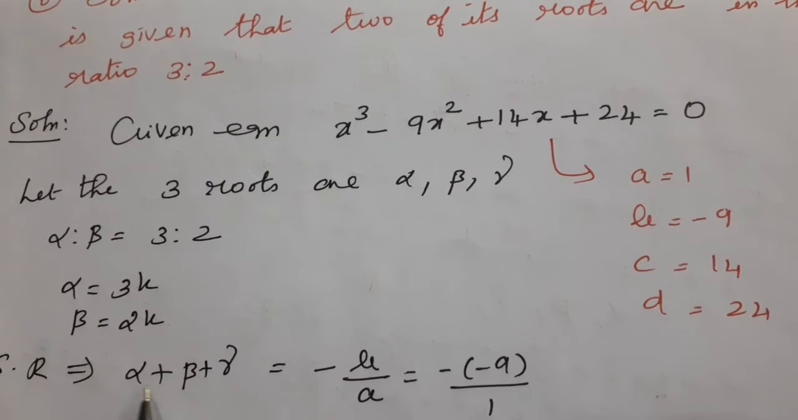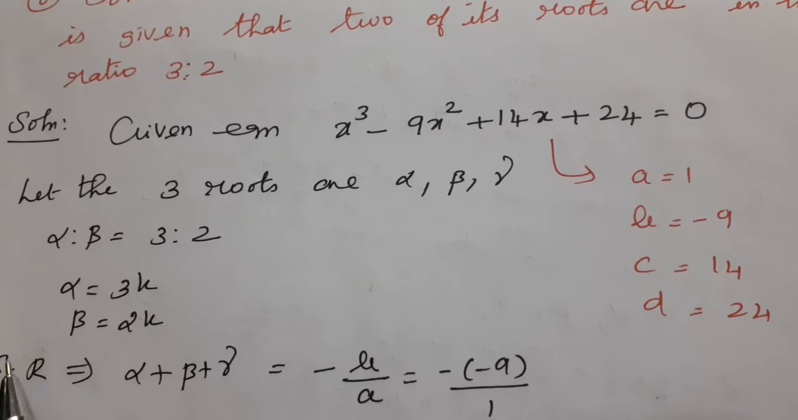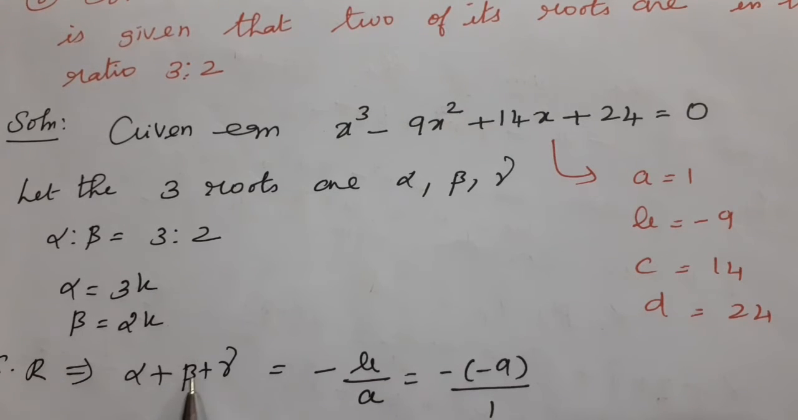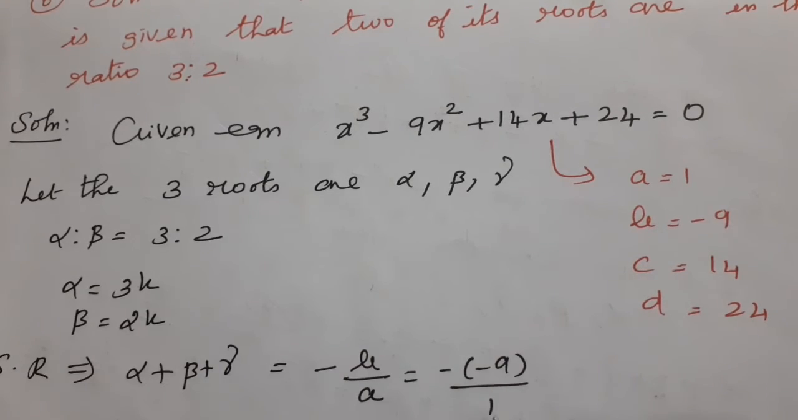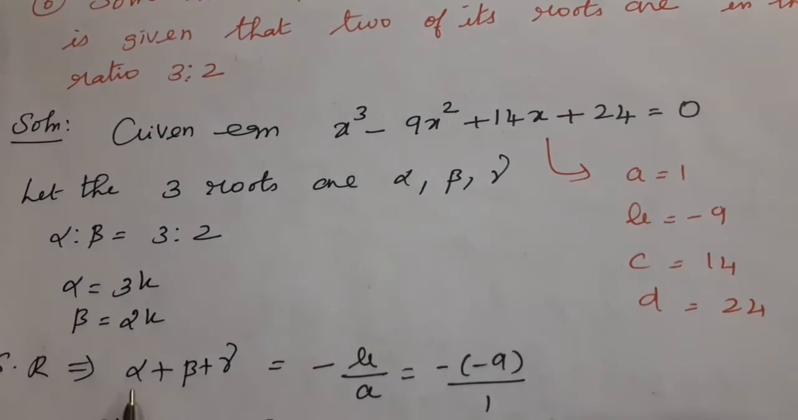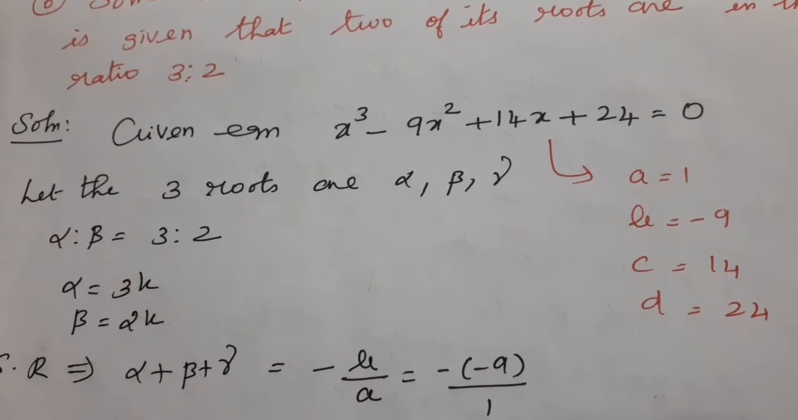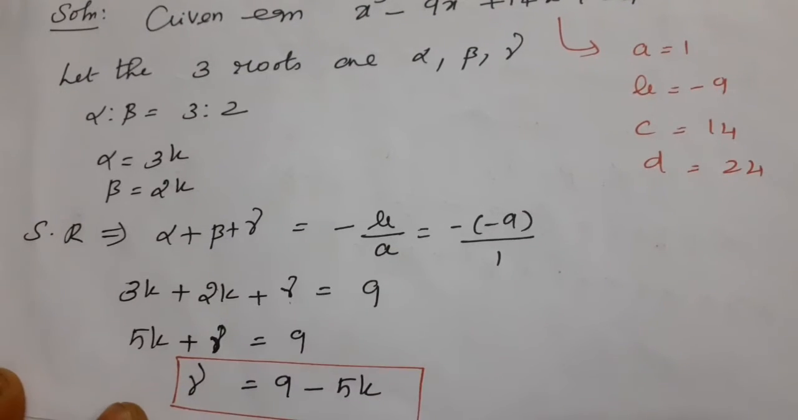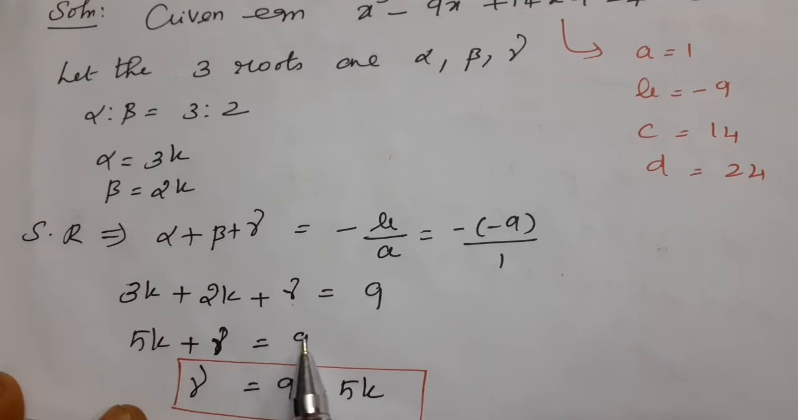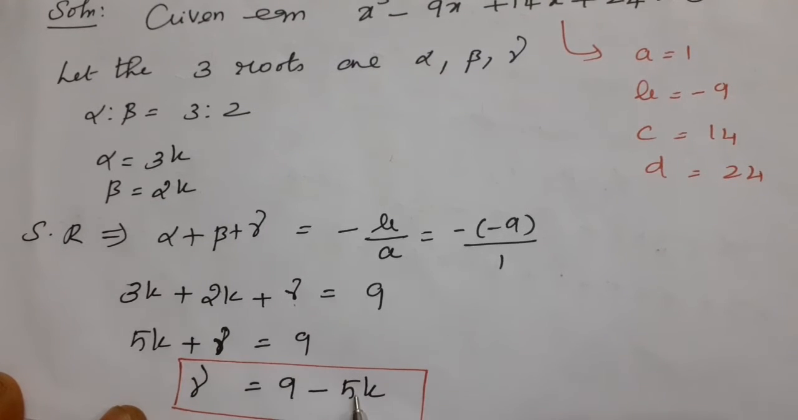What is the sum of the roots? This is a cubic equation, so find the sum of the roots. Alpha plus beta plus gamma is minus b by a. So minus of minus 9, plus 9, 9 by 1. So instead of alpha using 3k, instead of beta using 2k, plus gamma, so 5k plus gamma equal to 9. Now gamma equal to 9 minus 5k.